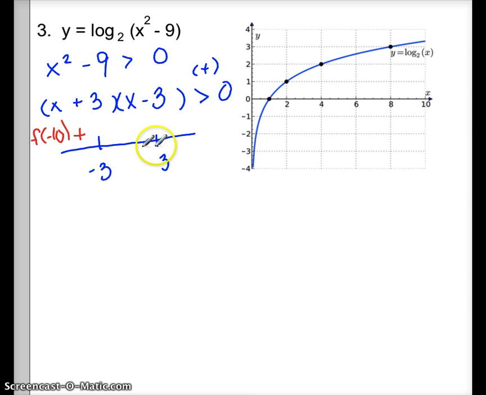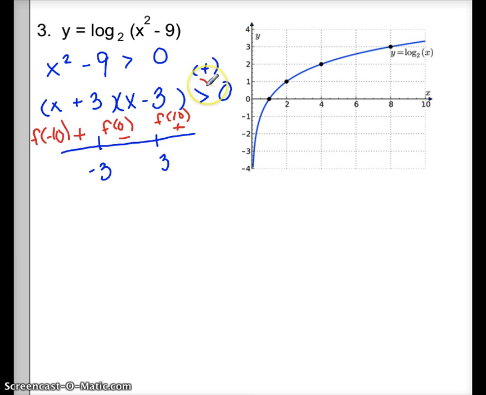To select the second interval, I'm going to choose 0. 0 is between negative 3 and 3. 0 squared minus 9 gives us a negative. And then from 3 to positive infinity, I will test f of positive 10. 10 squared minus 9, 100 minus 9 is a positive.